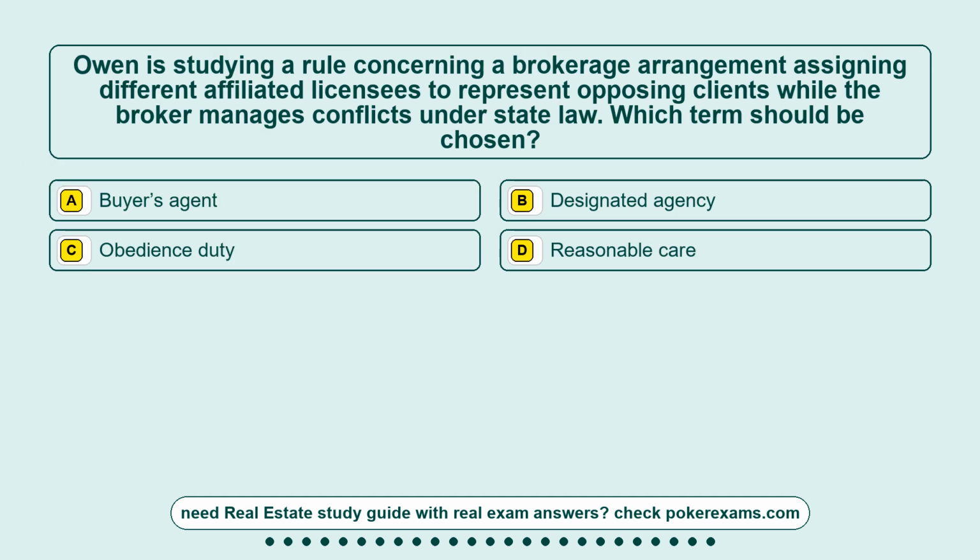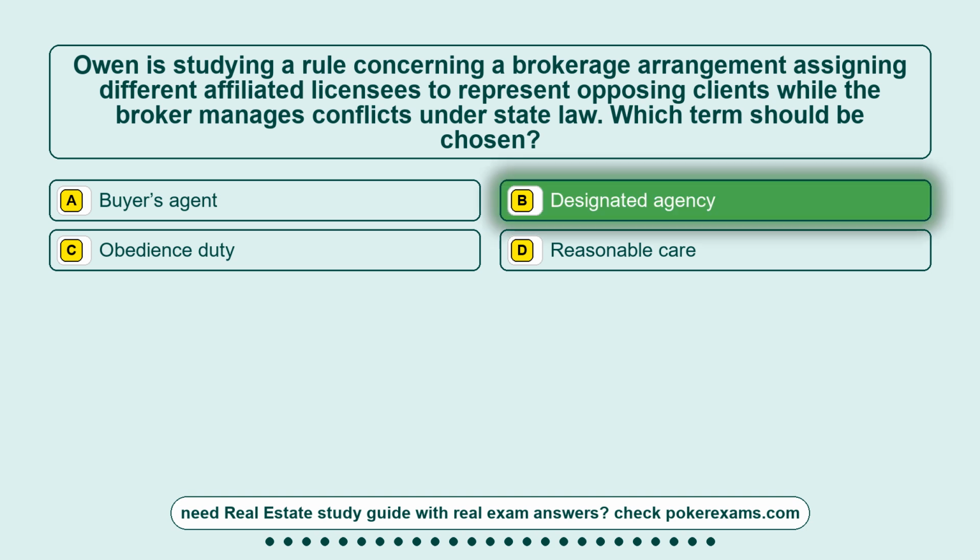Question 18. Owen is studying a rule concerning a brokerage arrangement assigning different affiliated licensees to represent opposing clients while the broker manages conflicts under state law. Which term should be chosen? Option A, buyer's agent. Option B, designated agency. Option C, obedience duty. Option D, reasonable care. The correct answer is option B, designated agency.